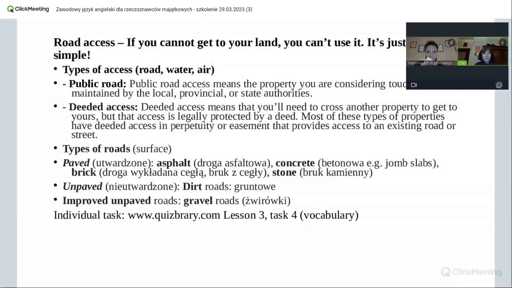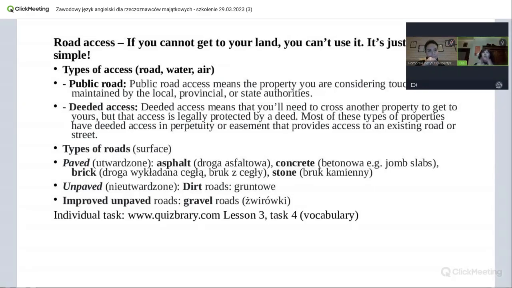Okay, we continue. And then road access. The truth is, if you cannot get to your land, you can't use it. It's just that simple. And then, of course, you've got different types of access. So you can get to your property using the road, water, or air. Of course, we will focus on the road because I don't think there are too many properties that you can get only using the water or air transport, but who knows.